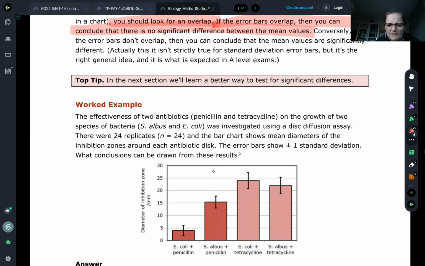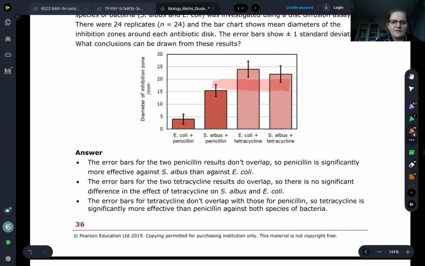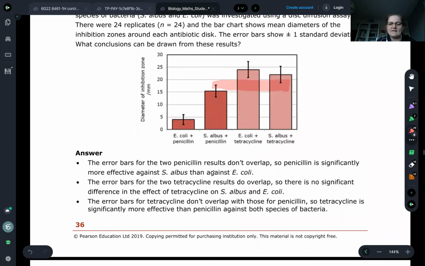And you could also say that about the S. albus and penicillin and the S. albus and tetracycline, they don't overlap. So let's have a look. The error bars for the 2 penicillin results don't overlap. So penicillin is significantly more effective against S. albus than against E. coli.